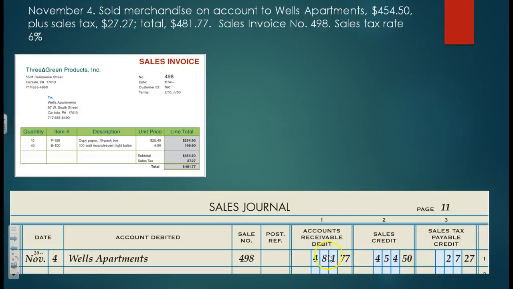Because whether we get to keep the sales tax or not, in accounting in the initial entry, you have got to put that all in accounts receivable because that total amount of $481.77 is owed to us. Now, whether we get to keep the whole thing, that's another accounting for another day. But this is how you do the accounting to receive sales tax.